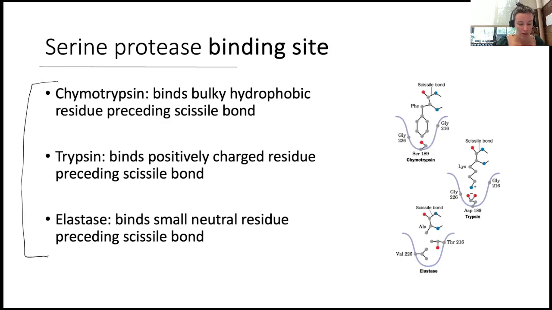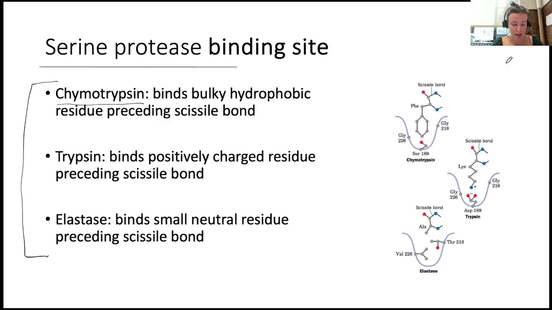We will be talking about 3 different serine proteases today and comparing them to learn how each of them binds different substrates. Let's start with the first one, chymotrypsin. So we know chymotrypsin binds bulky hydrophobic residues right before the scissile bond, so right before the bond that's supposed to be cleaved. And on the right-hand side of my screen here, what you're seeing are images of 3 different binding sites the enzymes use.